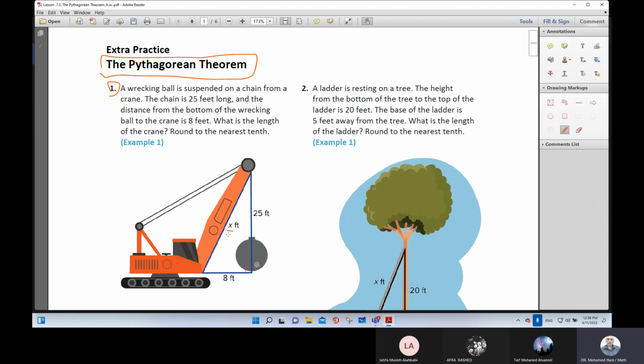Okay, who can tell me the value of x? Mr. I think 26.2. What is your name? Taif. 26.2. Mister, it will be 26.2. What's your name? Afra. Thank you, Afra. Who else? Latifa. The same answer.